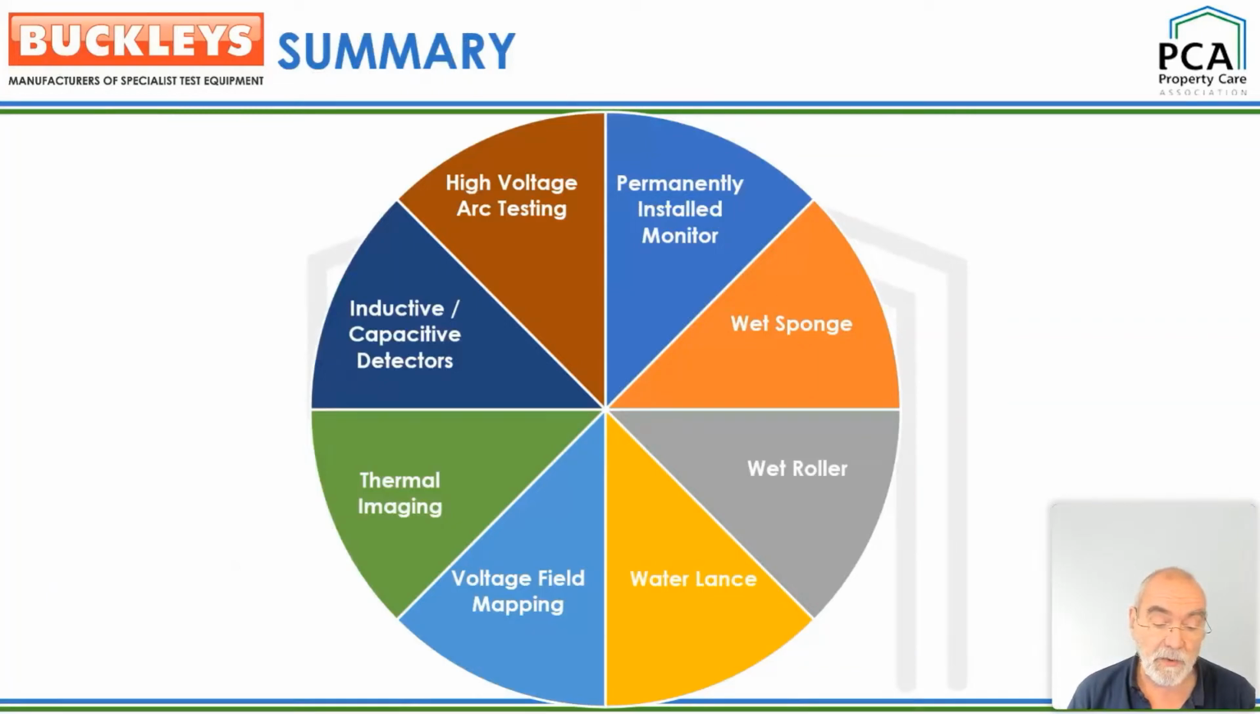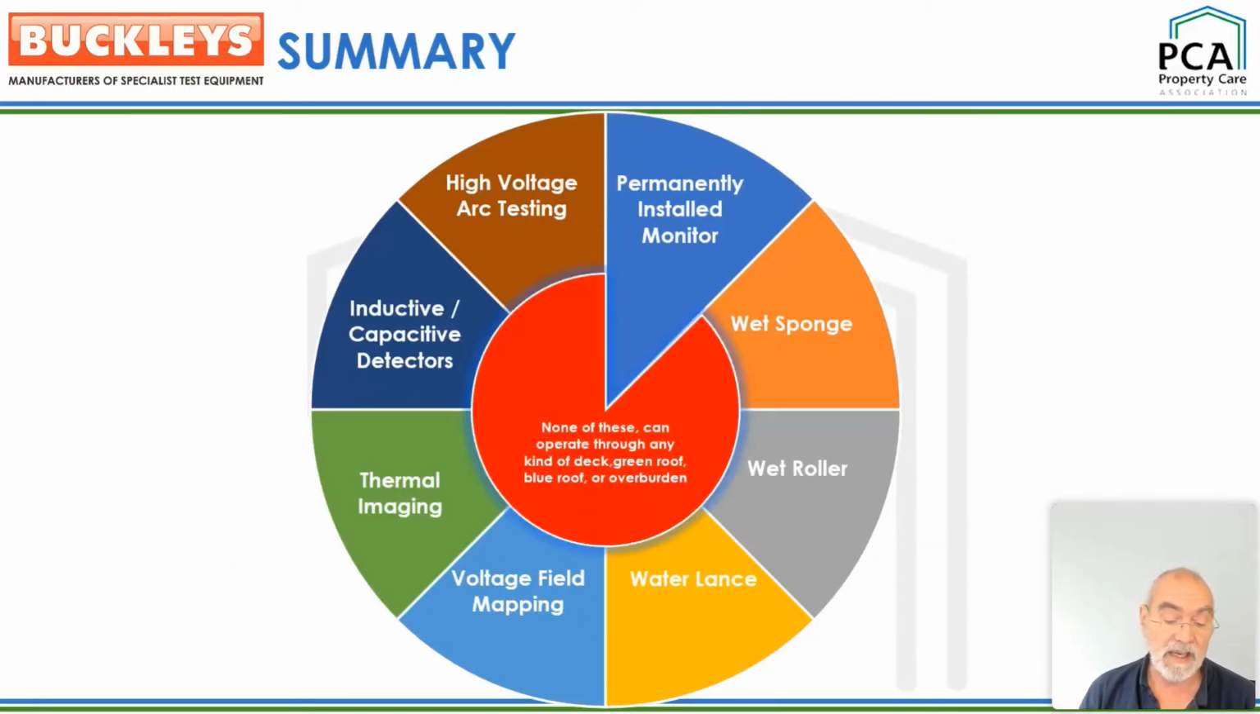Before moving on to taking any questions, I'd like to offer you a summary. The simple fact is there is no one best system, but the various systems do have their various strengths and weaknesses. First and foremost, I'll repeat myself one last time. With the exception of permanently installed systems, it really isn't practical to locate leaks through podium decks, green roof planters, blue roof rainwater tanks, or layers and layers of insulation. If you're trying to find a leak, get down to the waterproof layer or membrane.